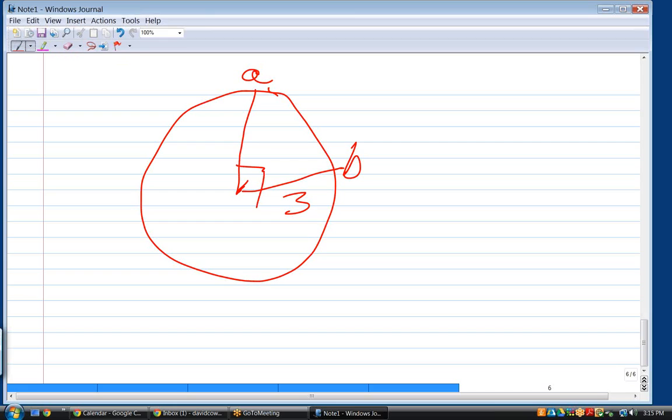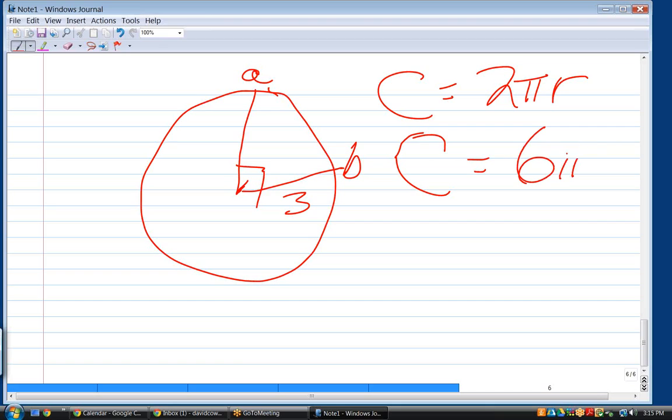There's a formula for this, but I think it's worth understanding it without knowing the formula. The key here is that when you know the radius of a circle, you know everything about it. You know its area, you know its circumference. So what's the circumference of this circle? What's the general formula for circumference? 2 pi r. 2 times 3.14 times 3. 6 pi.